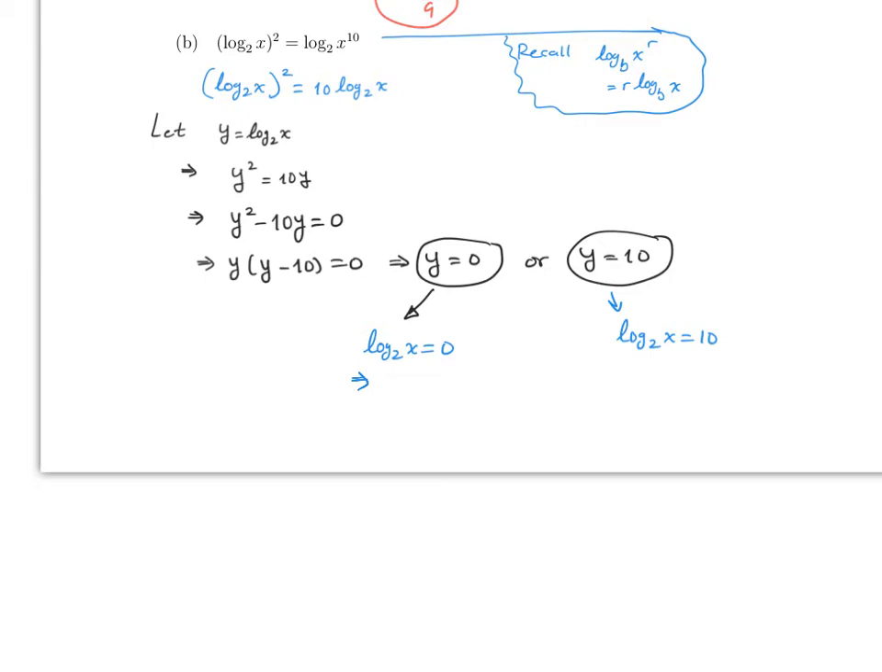If you change from log to exponent, that means that 2 to the 0 is equal to x, or 1 is equal to x. That's the first answer. Here, if you change from log to exponent, it will be 2 to the 10 is equal to x. And this is an acceptable answer, or 2 to the 10 is 1024. So either one is fine. And that's it for number 2, part B.